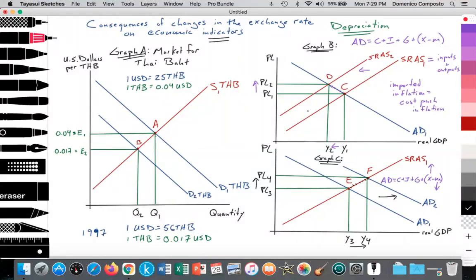Okay? So I will provide an outline of these points in the information section below, but that is what is meant in the potential Paper 2, Paper 3 question to discuss the consequences of a change in the exchange rate, in this case depreciation, on key macroeconomic indicators.